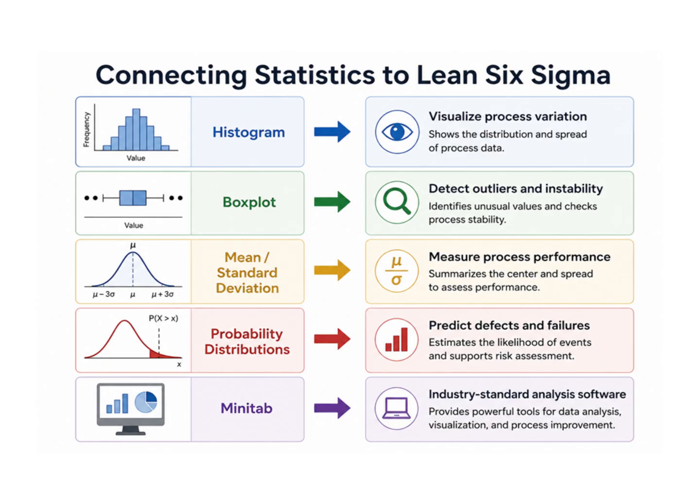This slide is really the bridge between statistical methods and Lean Six Sigma applications. Histograms help visualize process variation. Box plots help identify outliers and instability. Mean and standard deviation quantify process performance. Probability distributions help estimate defect probabilities. And Minitab provides the industrial software environment used to perform much of this analysis. The key idea is: statistics support data-driven process improvement.